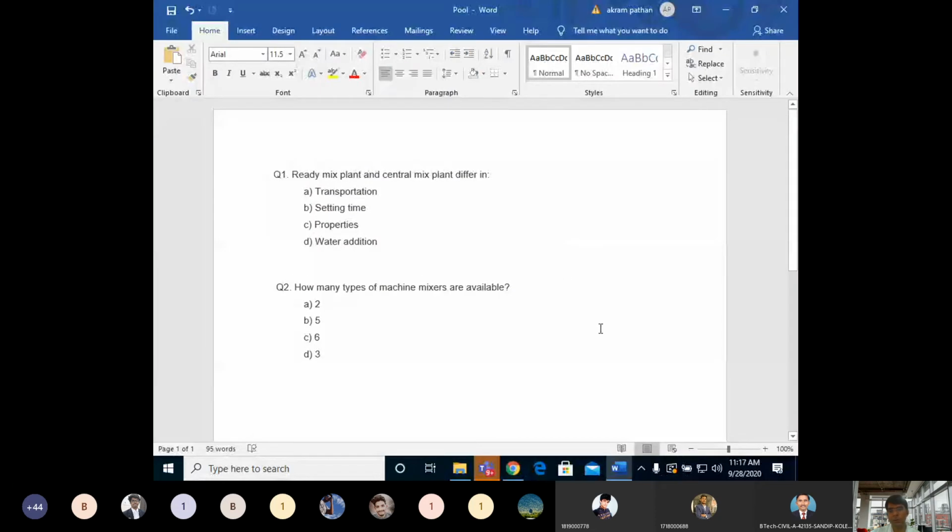Then I would like to ask you one or two important questions. The first question is, how do ready mix plant and central mix plant differ? We have four options. Option A is transportation, then setting time, properties and water addition. In the beginning of the lectures we discussed this ready mix plant and central mix plant. So anybody unmute and tell me which option is correct?